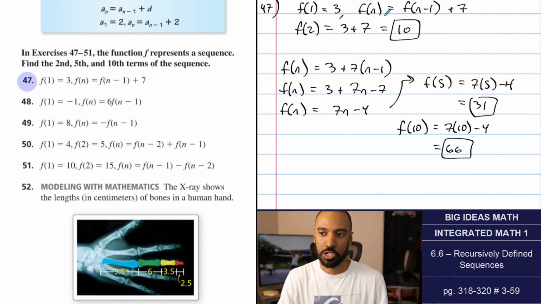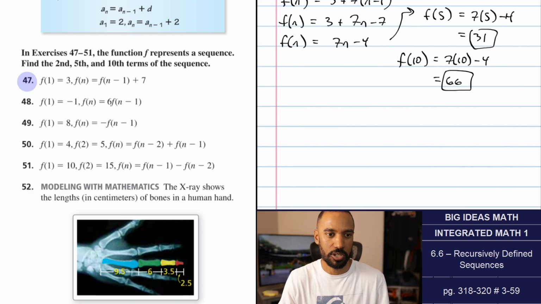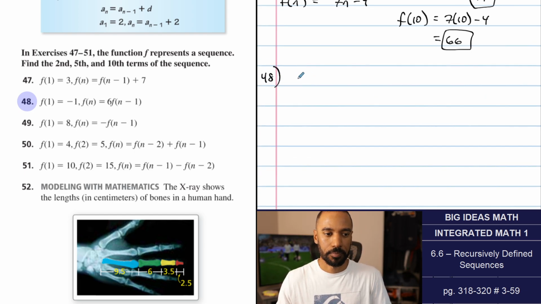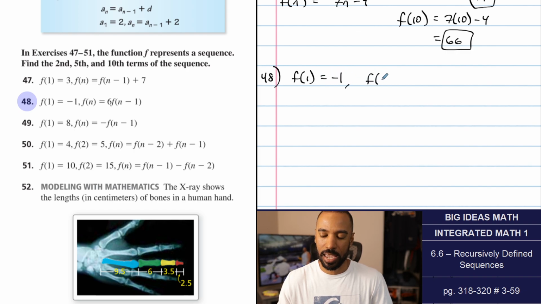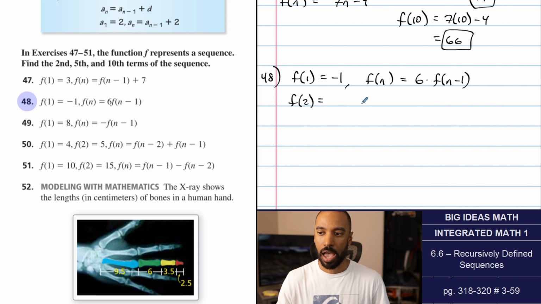I'm kind of using a combination of both explicit rules and recursive rules to get those answers. I think that's a nice way to spread those things out and work it that way. Number 48, your first term is -1, and this has a geometric sequence appearance. We're multiplying by a common ratio of 6 to the previous term. So if I wanted to find the second term, I would do 6 times the previous term, -1, which is -6.